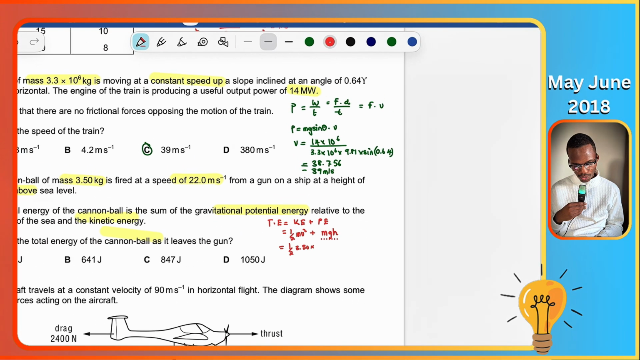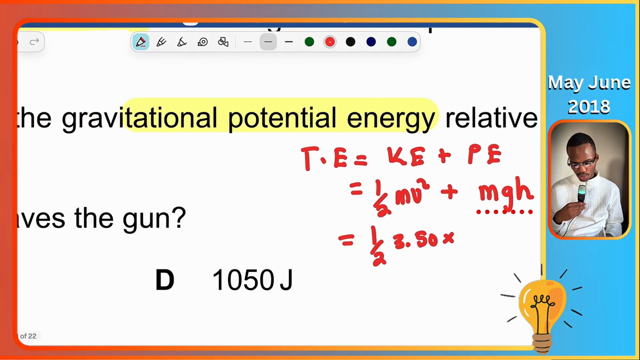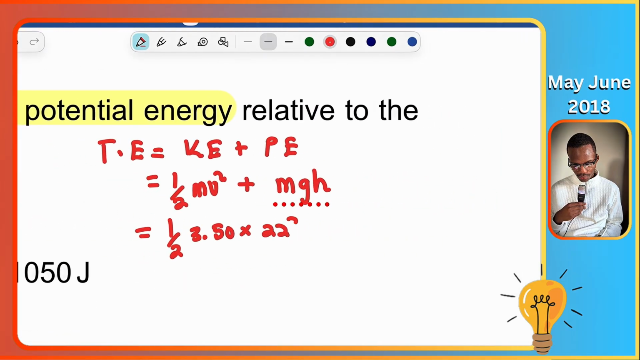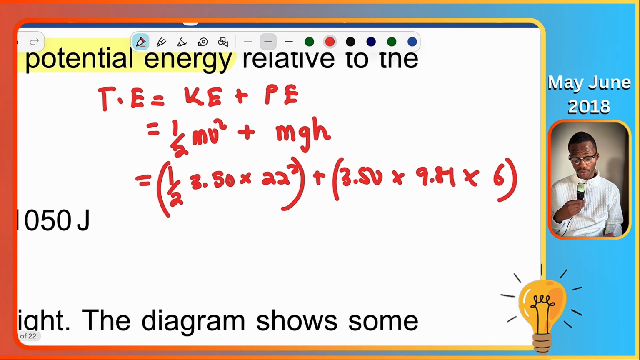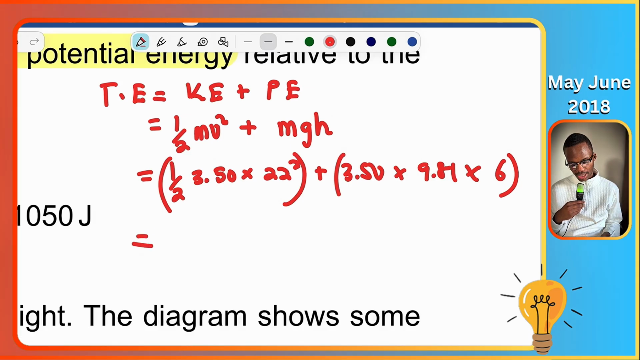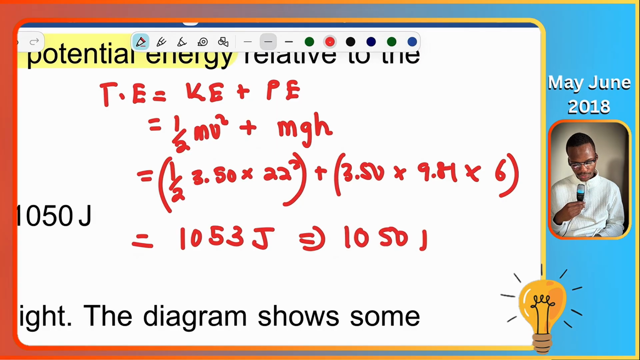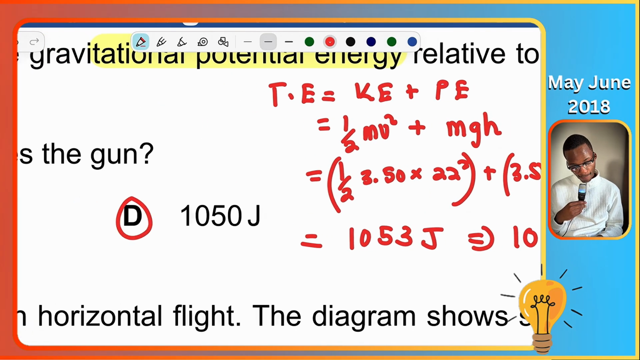The speed is 22 squared plus 3.50 times 9.81 times 6. So these are the two quantities that you're adding up together to get the total energy. You're going to get an answer of 1053 joules. Roughly, you can say it's 1050 joules, which is D.